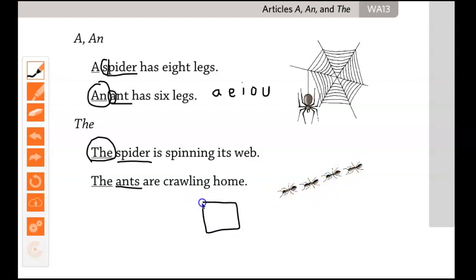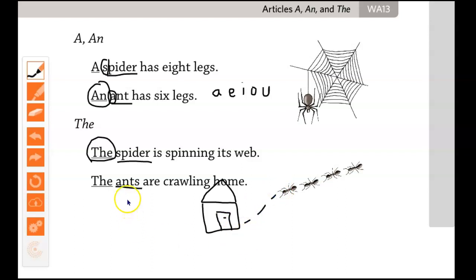Do ants live in houses that look like this? No, probably not. They probably don't. Although how cute would it be if they did, right? They could be like, hey guys, we're home. Walk into the door. Come on, let's go. We're going home into our house.